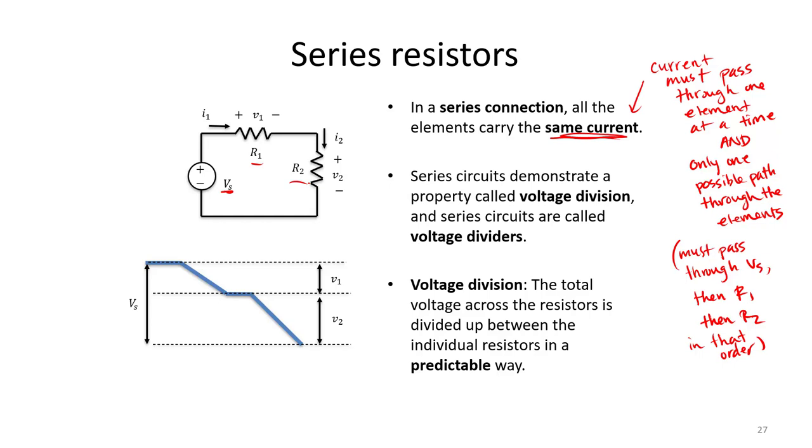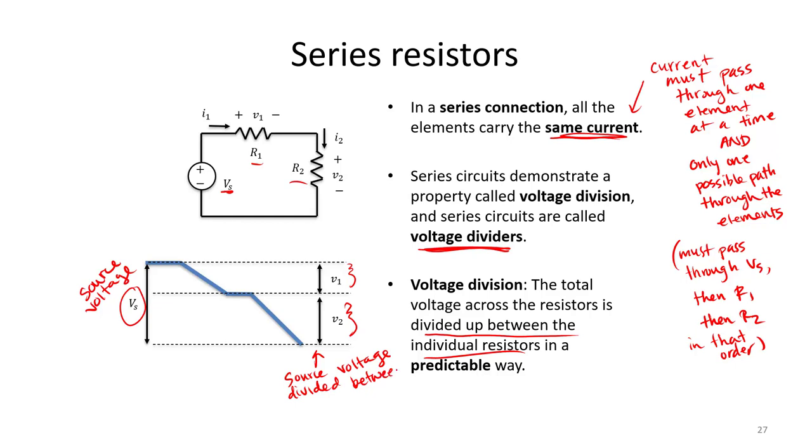So series circuits also are called voltage dividers because they demonstrate a property called voltage division. Essentially, the source's voltage Vs, that voltage is split. It's split across several components or divided up between the resistors. So sometimes series circuits are also called voltage dividers.